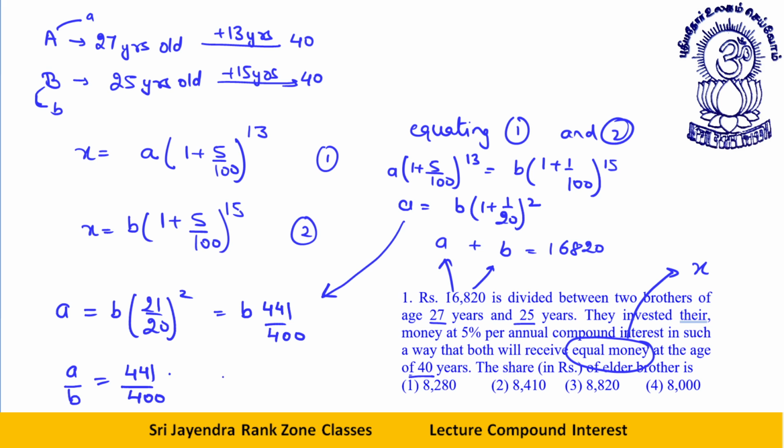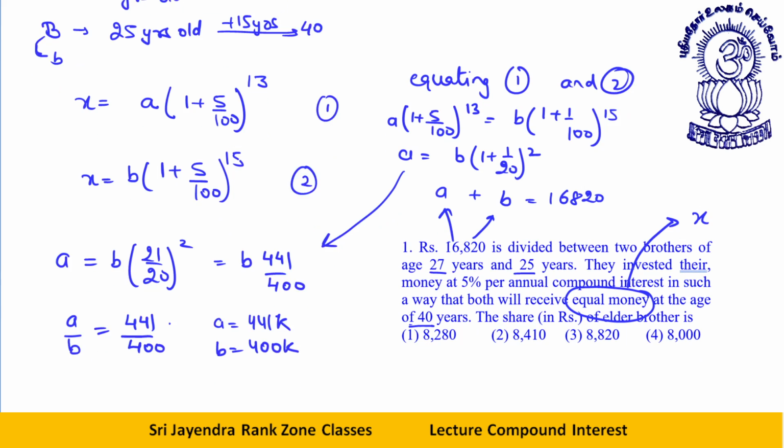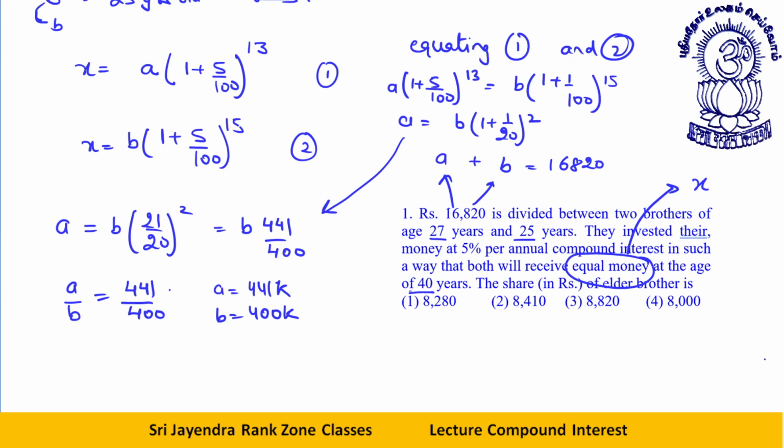Now let's say A is equal to 441k, B is equal to 400k. So A is equal to 441k, B is equal to 400k. Therefore, we know A plus B is how much?